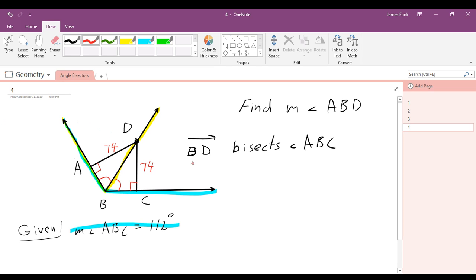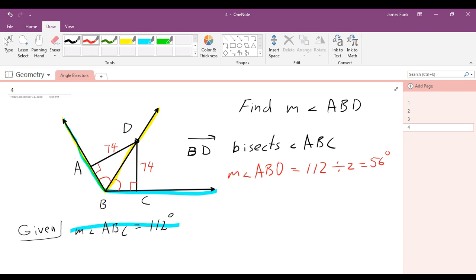So to find the measure of angle ABD, which is what they were asking, that's just going to be 112 divided by 2. That's 56 degrees. So there you have it. We found what they wanted using one of our new theorems.